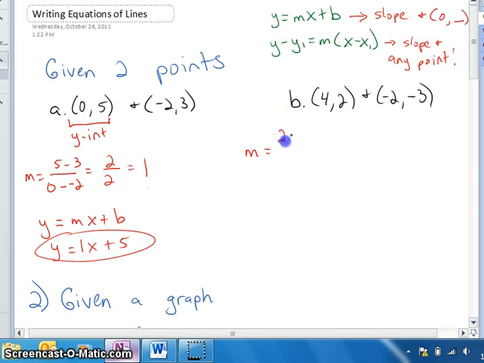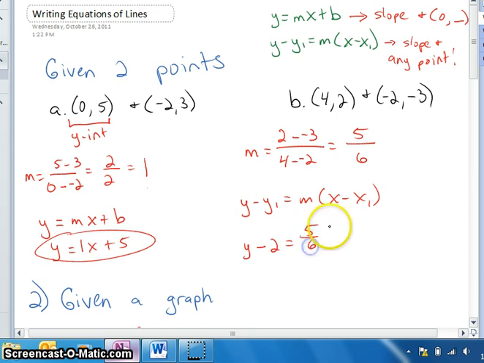First, I'm going to find the slope. So that's 5/6. And then I'm going to use y - y1 = m(x - x1), again, because I don't have the y-intercept. So y - 2 = 5/6(x - 4), or I can do y + 3 = 5/6(x + 2). These are the exact same line. This is the same equation for the same line. If I wanted to check it, I could distribute and check to see if it is the same line or not.